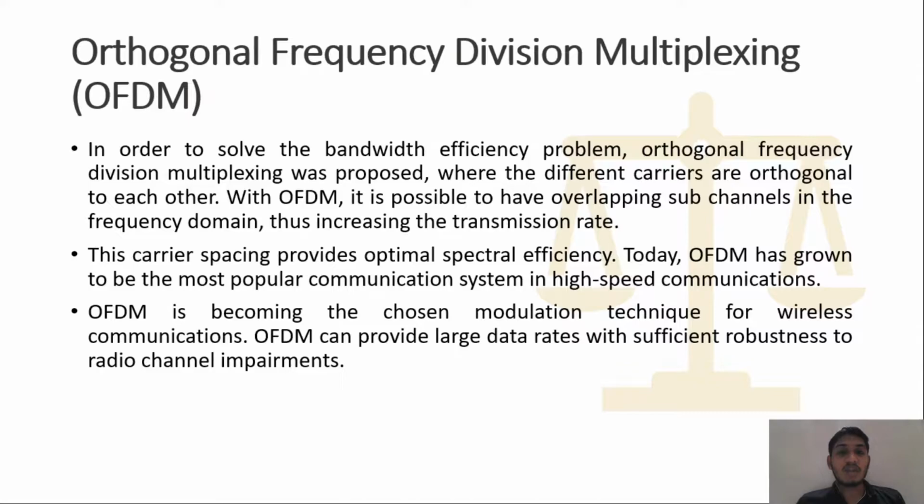OFDM, Orthogonal Frequency Division Multiplexing. In order to solve the bandwidth efficiency problem, orthogonal frequency division multiplexing was proposed, where the different carriers are orthogonal to each other. With OFDM, it is possible to have overlapping subchannels in the frequency domain, thus increasing the transmission rate. This carrier spacing provides optimal spectrum efficiency.